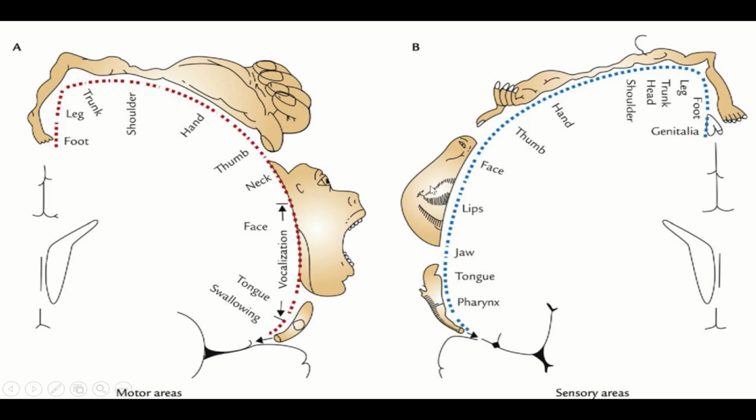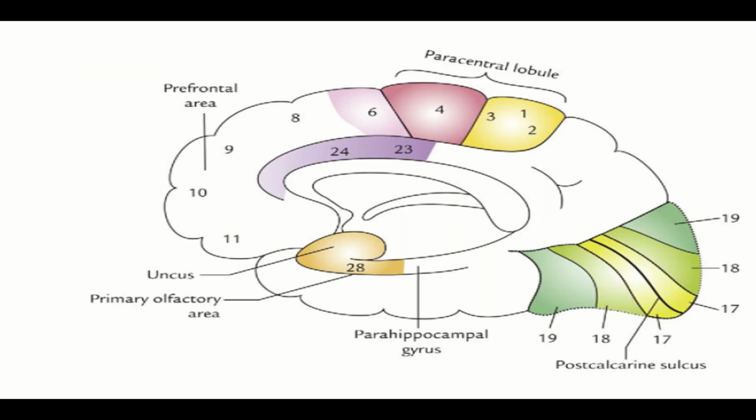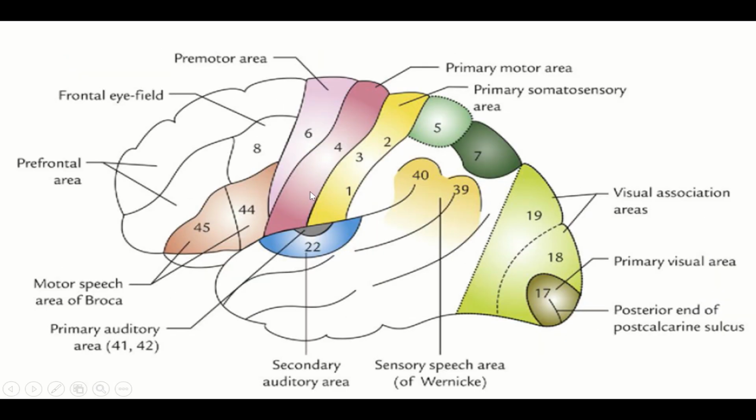This side is the sensory homunculus, more or less the same as the motor homunculus. So we have finished this. This is the primary motor area, area number 4. You can see here, area number 4, primary motor area.